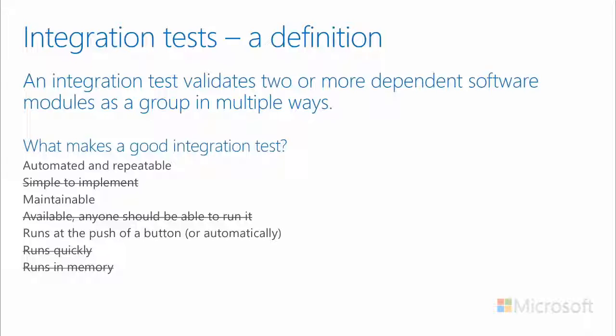And what makes a good integration test is very similar to what makes a good unit test. In fact, let's take a look at the same list and see what we've lined through. So they're automated and repeatable. That we know. We want to be able to run these time and time and time again on our nightly builds if they take a long time. If we can run them quickly, let's build them right there in our build process with continuous integration. They're maintainable. They should run at the push of a button.